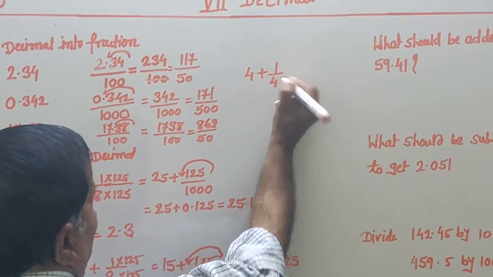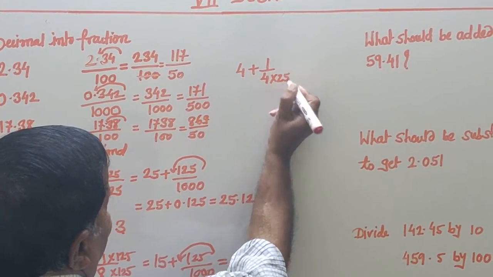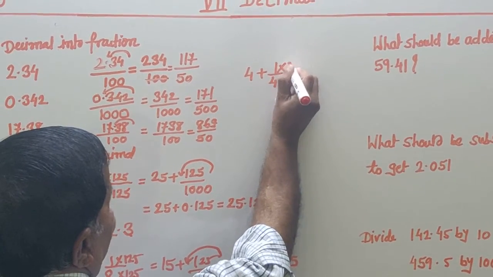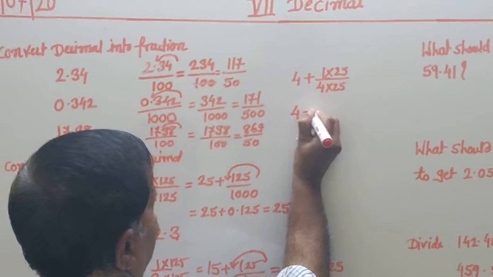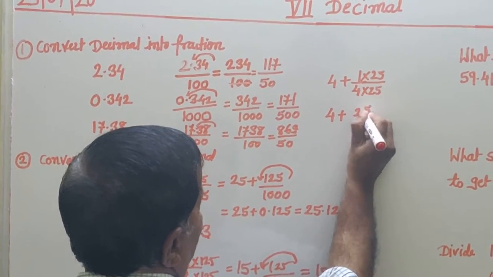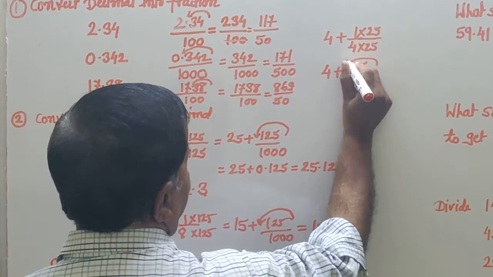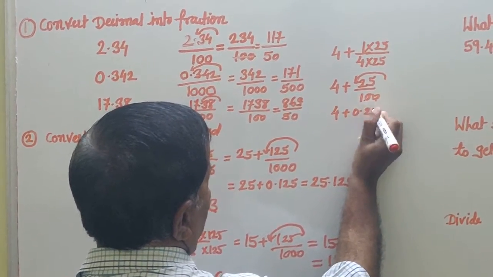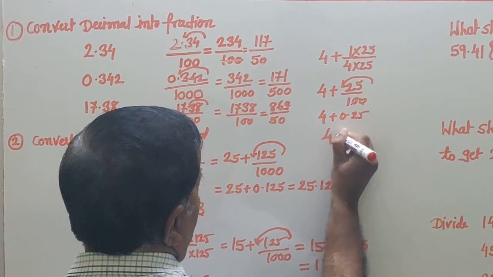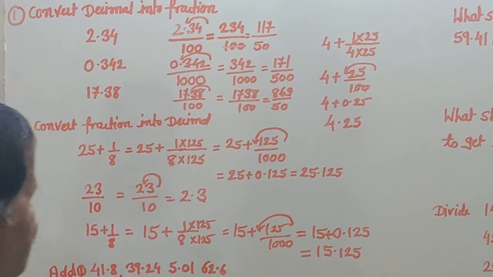Okay, now if you are given 4 plus 1 by 4, what will you do here? You multiply this by 25, so you will get 100. So I will multiply here also by 25. Now what will come here? 4 plus 25 upon 100. Now there are 2 zeros, so the decimal after 2 places, which means 4 plus 0.25. My answer will be 4.25. This is also an extra sum, you can solve this.